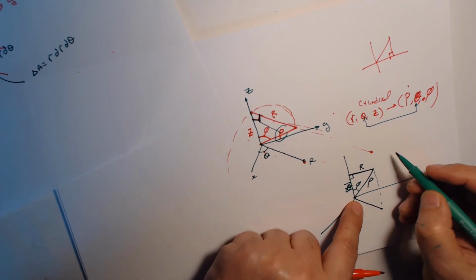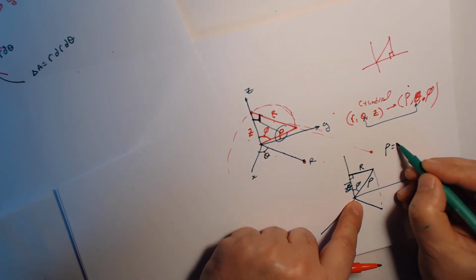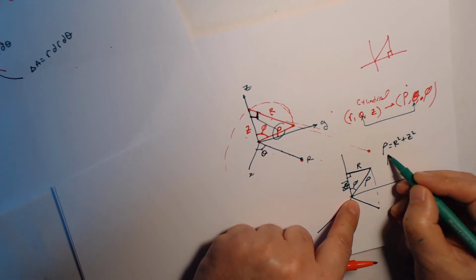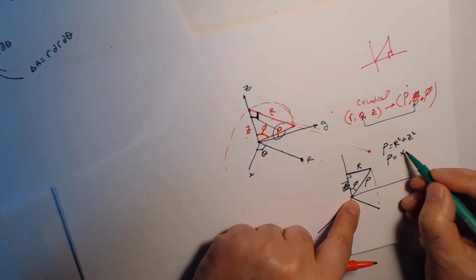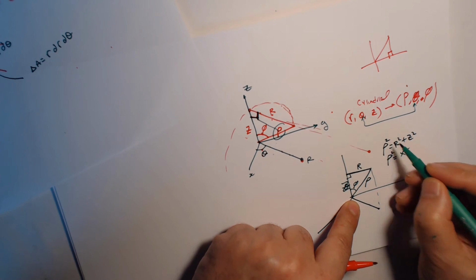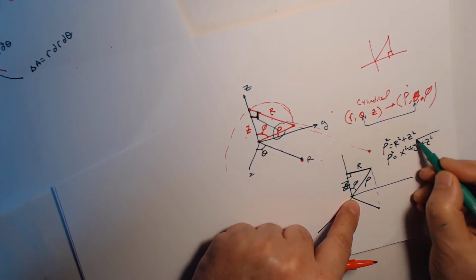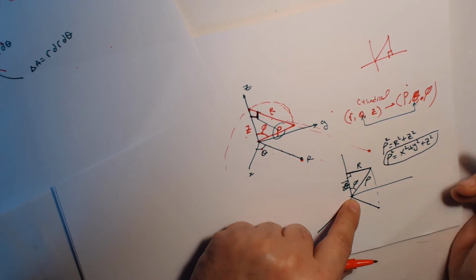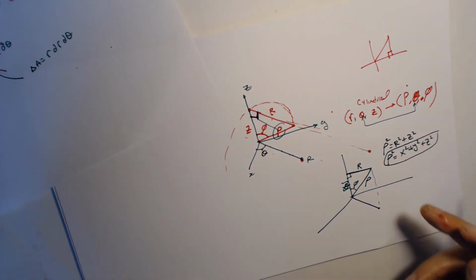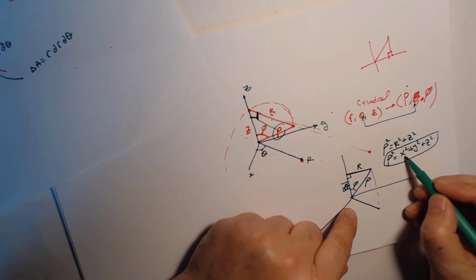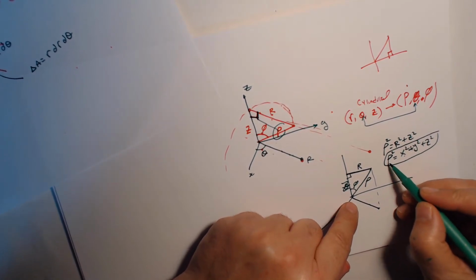Then I do know my rho squared is r squared plus z squared, and your r squared is nothing except x squared plus y squared. So rho squared is x squared plus y squared plus z squared. And that's the equation of the sphere. If rho is 2, therefore the radius of the sphere is 2. If it's 4, the radius of the sphere is 4. Therefore, from today, if you have x, y, z, you can easily find your rho.